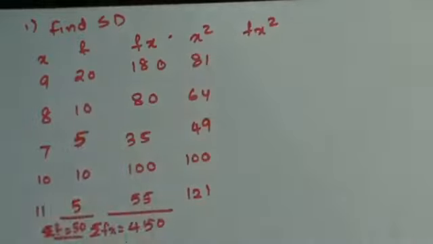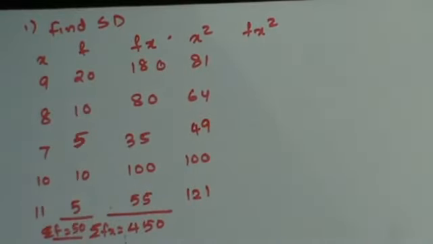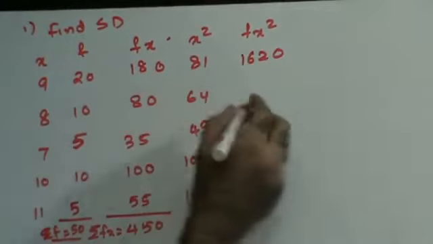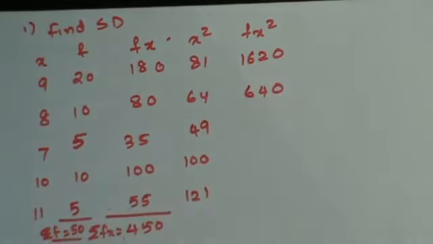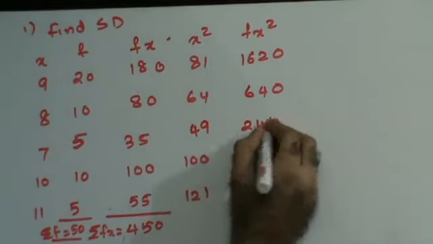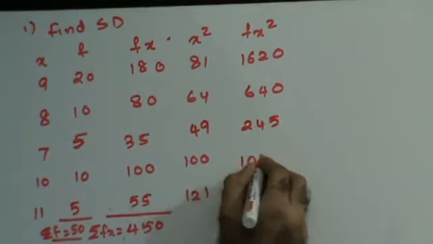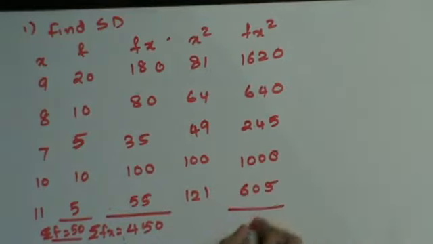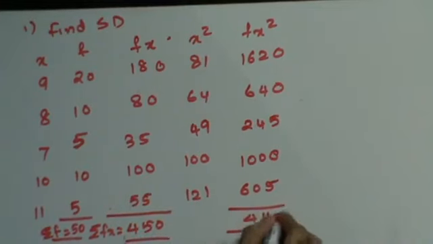Then you find out f into x square. 20 into 81. That is going to be 1620. Then 10 into 64. That is 640. 5 into 49. That is going to be 245. 10 into 100. That's 1000. 121 into 5. That's 605. Add this column. If I add this column, this will be 4110.